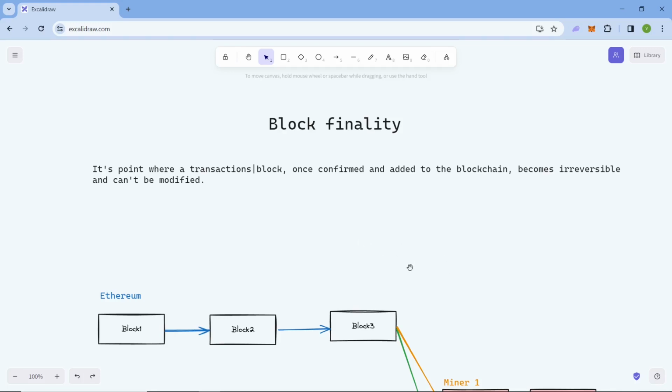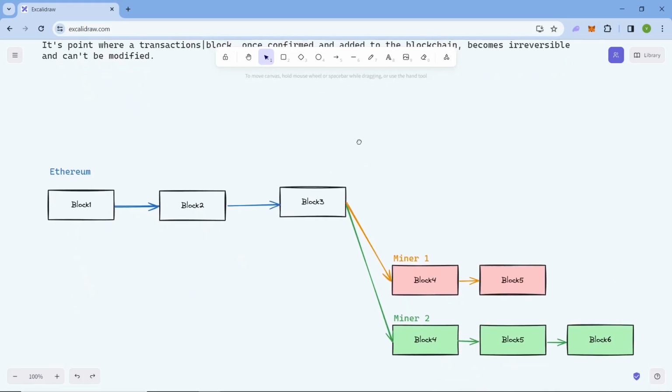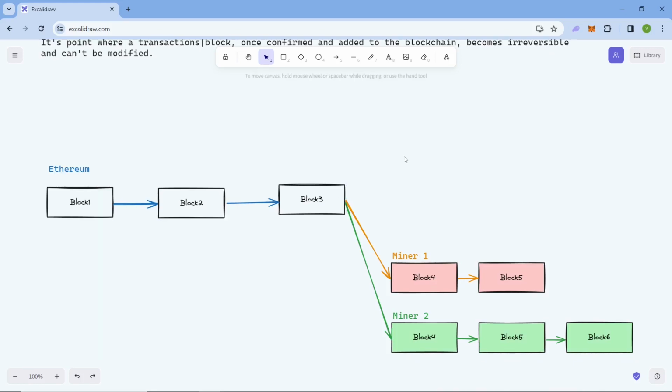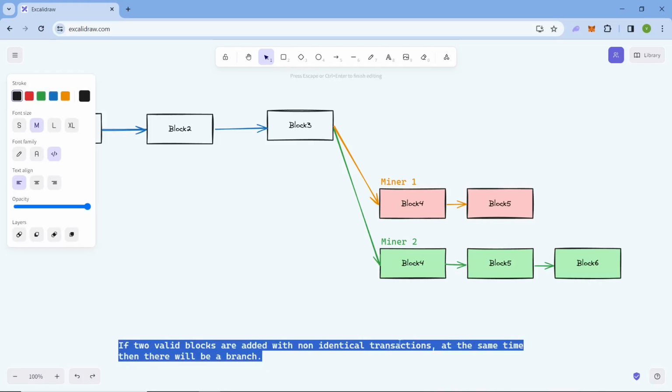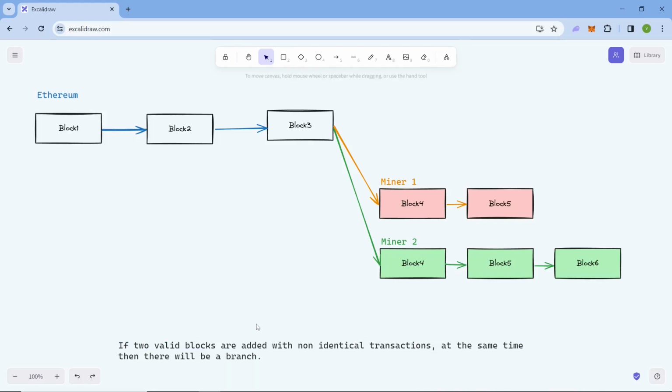Now let us understand using visuals. Assume this is an Ethereum blockchain with 3 blocks for now. What happens if two valid blocks are added at the same time with non-identical transactions? Then there will be a branch. Now assume this is block 4, which miner 1 is submitting with one set of transactions, and miner 2 will submit the same block, block 4, with a different set of transactions. Now we might ask how both will choose different transactions.